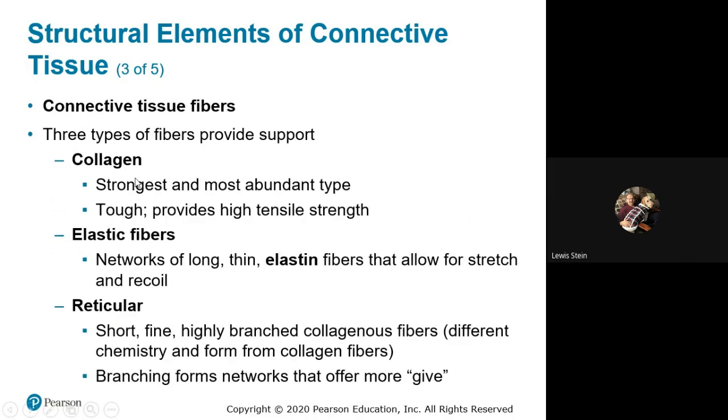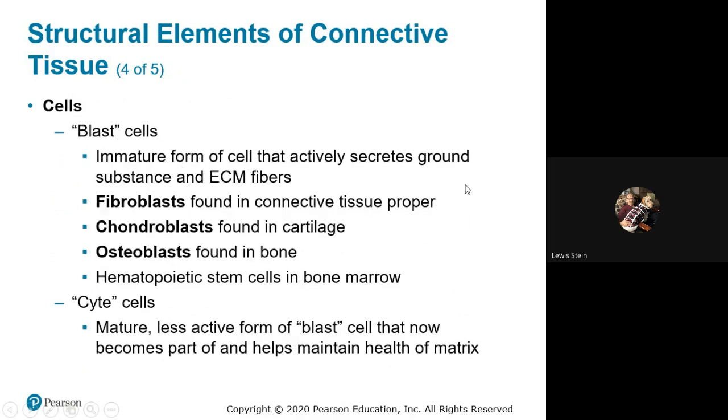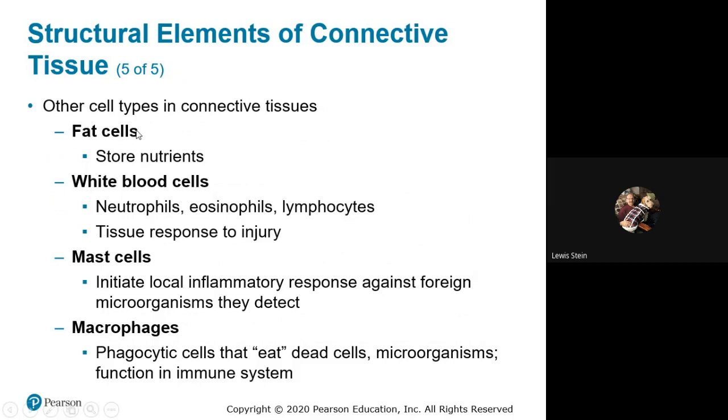So collagen, strongest and most abundant. Elastic, thin, elastin fibers, they stretch. Reticular, very fine, branched, different chemistry and form. There's a certain amount of give, but it's really that strainer kind of effect, that mesh that you see there. Blasts are immature, secreting cells. And like I said, one can go to here, and go backwards. When we get to the blood, you'll hear about hematopoietic stem cells in bone marrow. The cyte is just the mature cell, not inactive, but less active. It's a good way to express it. And the other cells, we see everything.